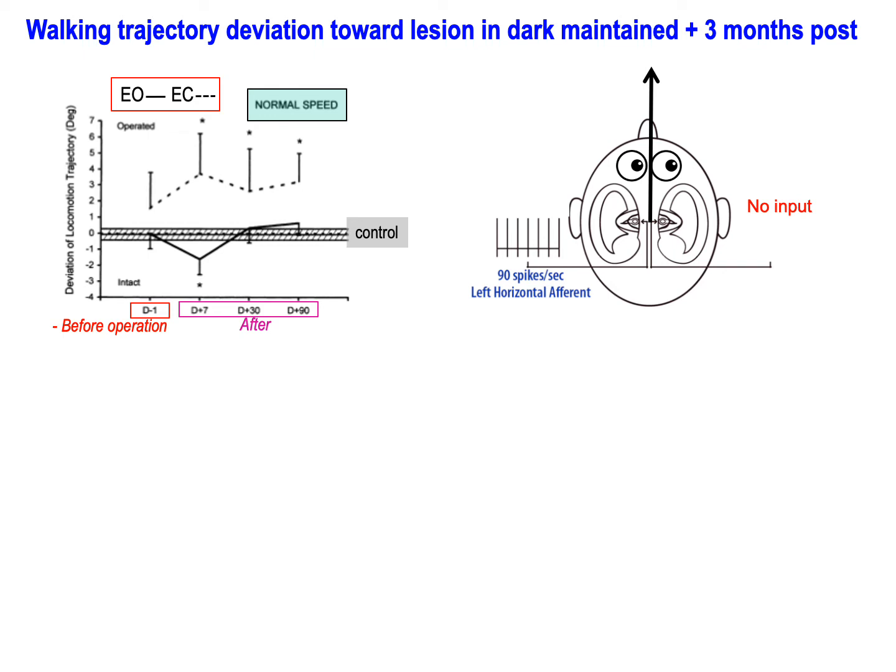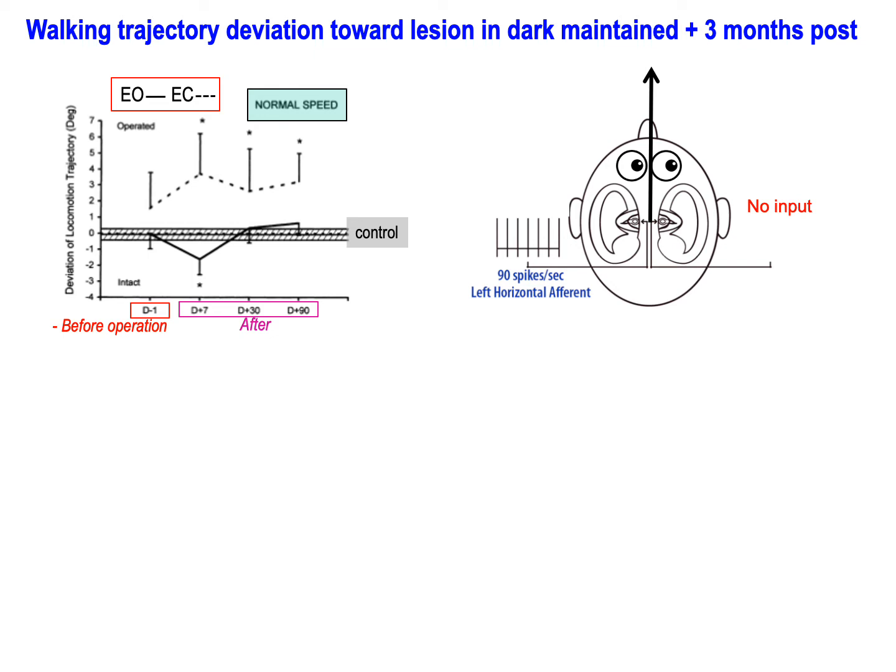Let's look a little closer as to why we might see individuals moving towards their intact side with their eyes open 7 days post-surgery, and then moving towards the operated side with their eyes closed. So I just took that cartoon image that we discussed a few slides ago, and I've just placed it here so we can look at what's happening internally in terms of the neural firing. So let's say the left-hand side is the intact side here, and the person's walking straight ahead. We have no input coming from the right horizontal semicircular canal, but we do from the left.